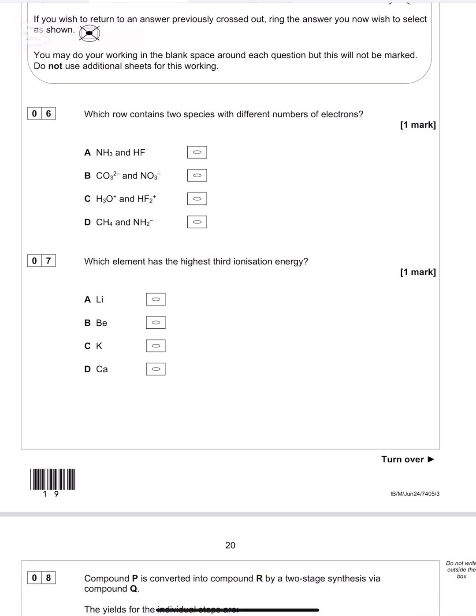For example, here NH3 and HF: the nitrogen has 7 electrons and we have 3 from the hydrogen, so the total is 10. Hydrogen fluoride, 1 electron for hydrogen, 9 for fluorine, so it's 10. So when you do this counting, you're going to find that it's the H3O+ and the H2F+. Remember that if you have a negative charge, you add 1 extra electron. If you have a positive charge, you remove 1 electron.